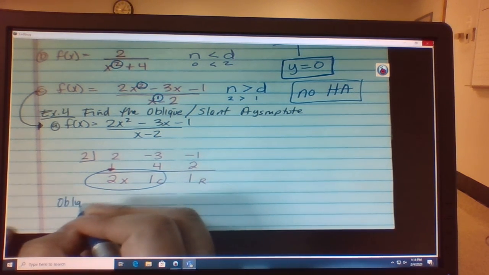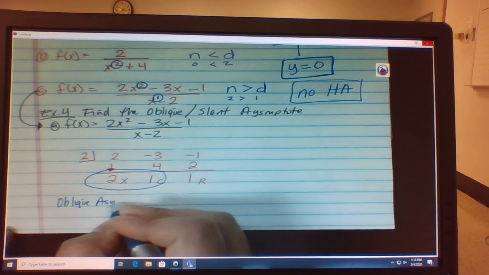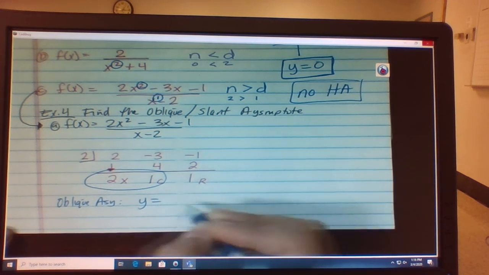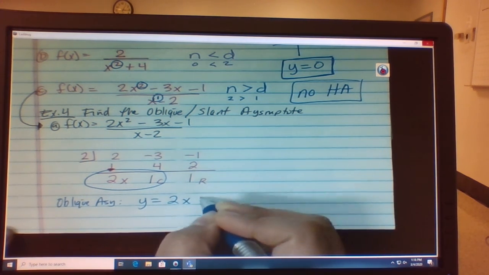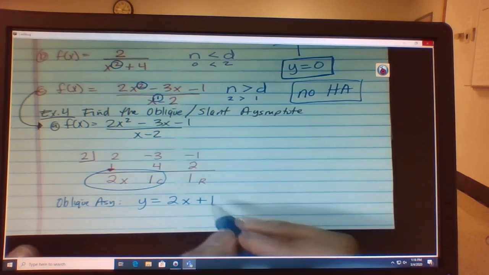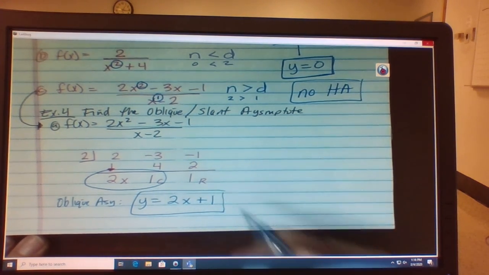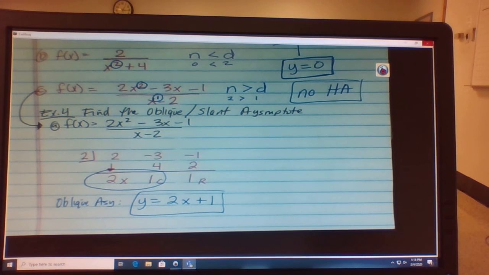My oblique asymptote is y equals 2x plus 1. This is what that would be. 2x plus 1.